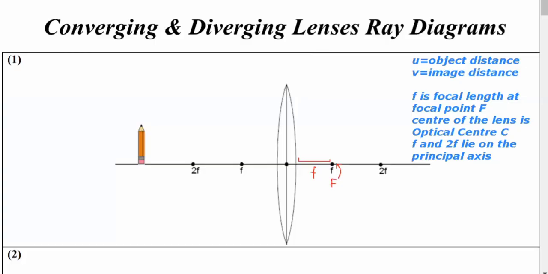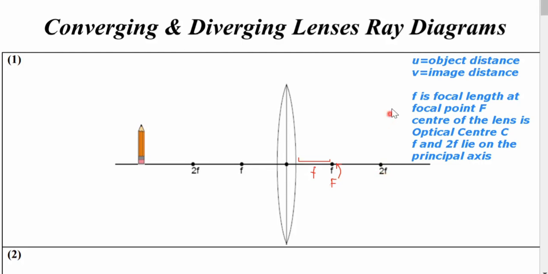In the chapter of lenses, we'll first start by identifying the different points in our ray diagrams. So U is the object distance, which is the distance from the object, the pencil here, till the center of the lens, which is known as the optical center. This whole is U, or the object distance, and from the optical center C till the image, it's V, or the image distance.